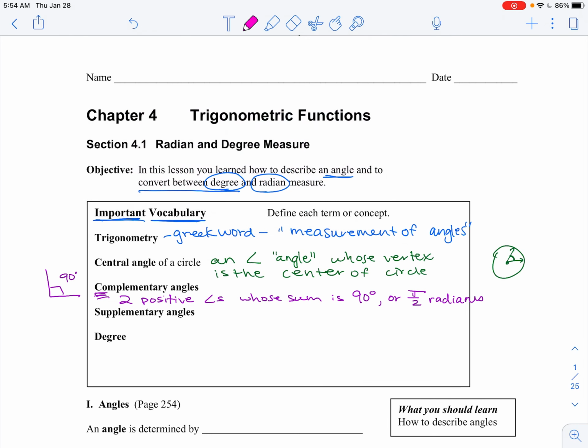Okay, supplementary angles. Supplementary means two positive angles whose sum is 180 degrees, or we say equal to pi radians, which is another way to measure an angle, which we will talk about in just a moment.